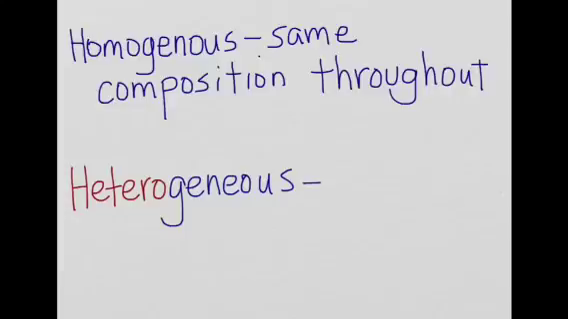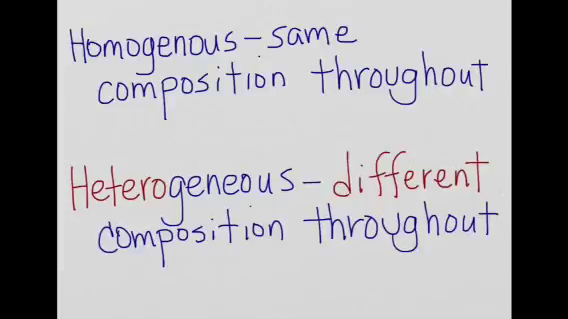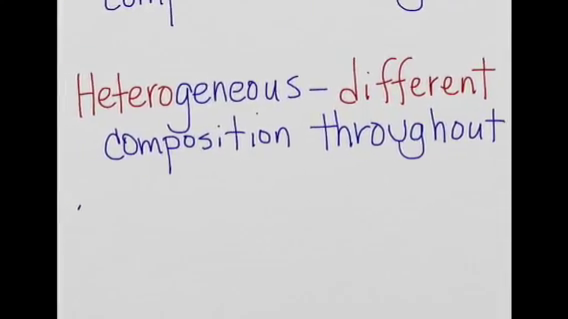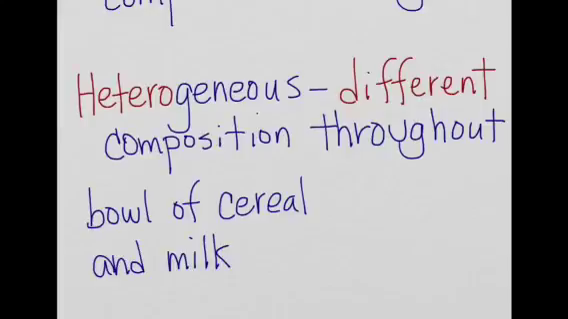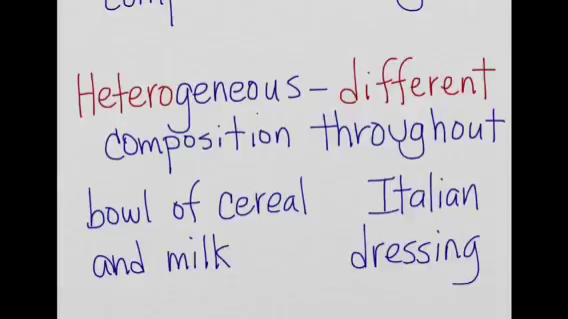Heterogeneous mixtures, on the other hand, will have a different composition depending upon where you sample. We could actually say they have a different composition throughout. What would be some examples of heterogeneous mixtures? One that might be good to remember is a bowl of cereal and milk. Another one that's easy to imagine is Italian dressing. The reason you have to shake the bottle is because as you let it sit, the composition changes again because you're trying to mix oil and water, which you really don't want to mix.